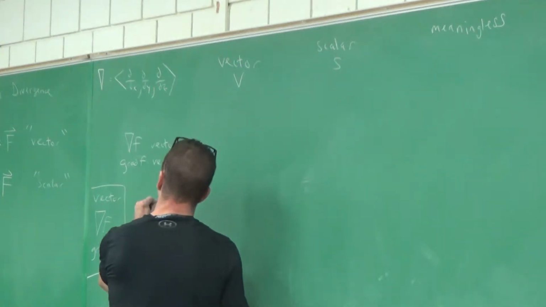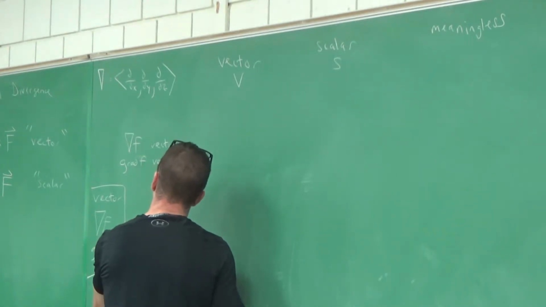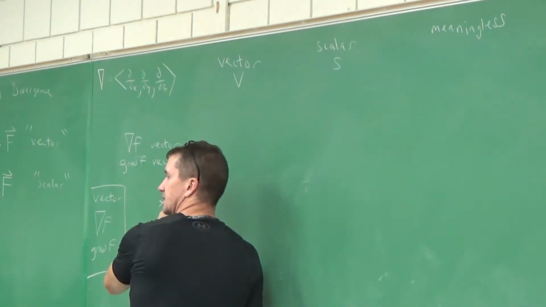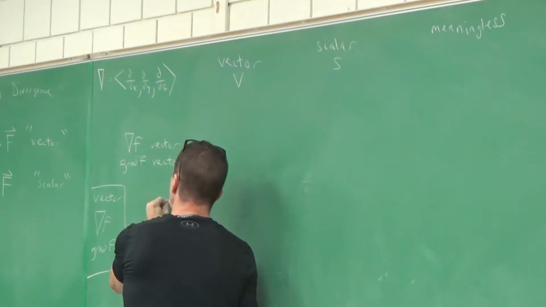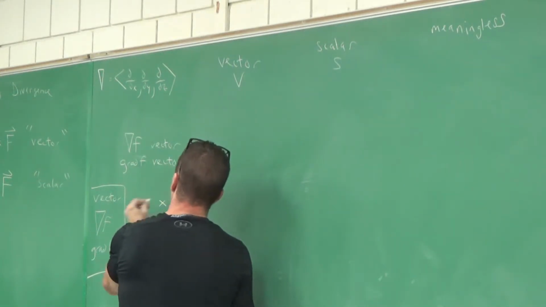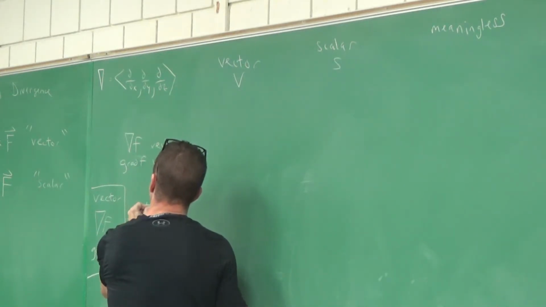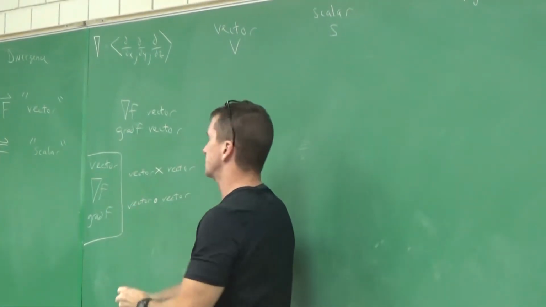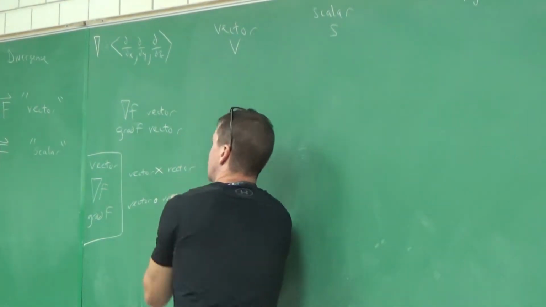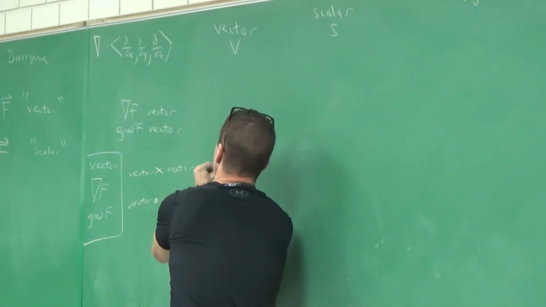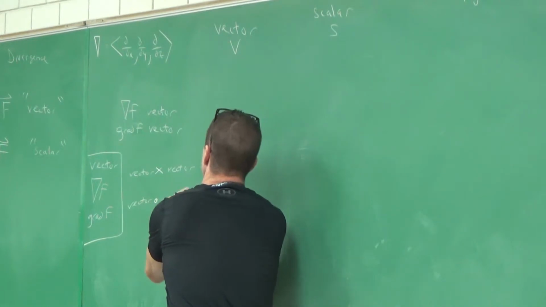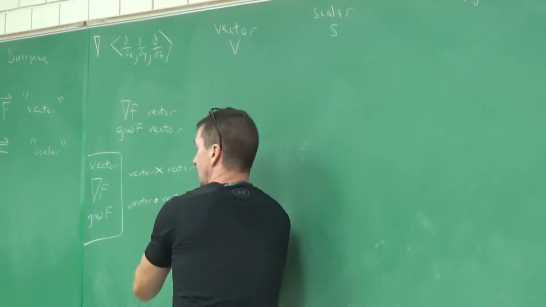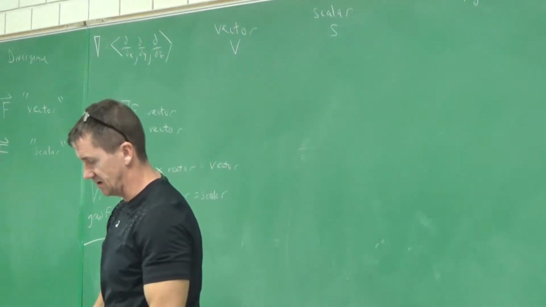And when you see a cross product or a dot product, no matter what, a vector has to be on this side, and a vector has to be on this side. And what is vector cross vector? You get a vector. What is vector dot vector? You get a scalar. But anything else, we're just going to say meaningless, okay?